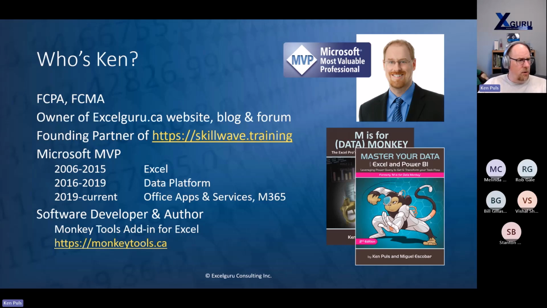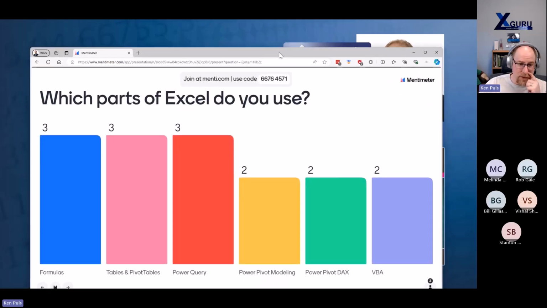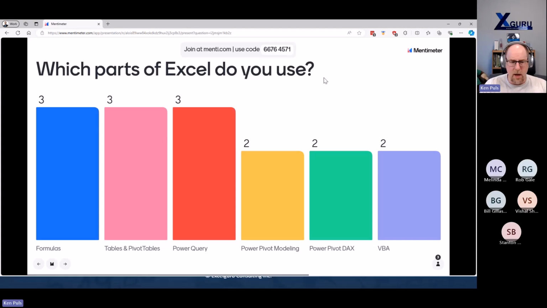All right, so what I'm going to do right now is quickly switch out and take a look at the survey. We don't have a ton of people here, so hopefully everybody's had a chance to vote on this. Oh no, we've only got about 3 participants in there. Hey, come on, the rest of you, where are you? All right, join in at menti.com and drop in the code there. Looks like everybody who's voted here is using formulas, tables and pivot tables and Power Query. That's cool, glad to see that. Power Pivot, not as much, and DAX, okay, fair enough.